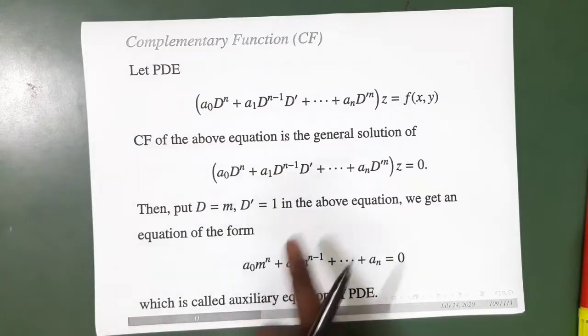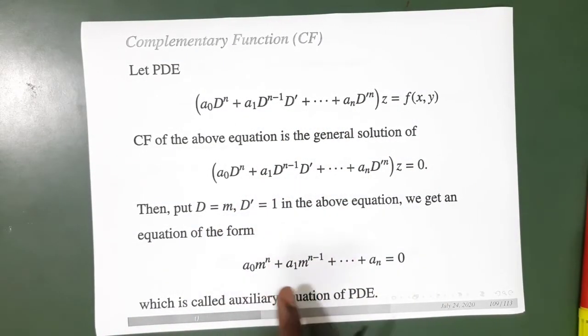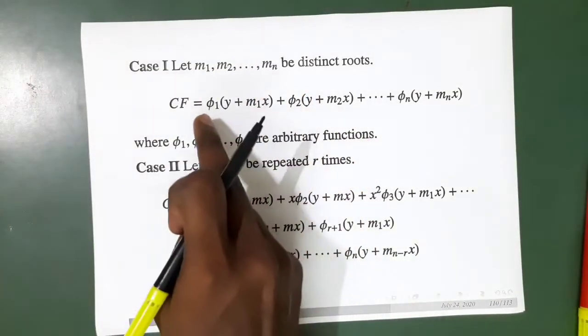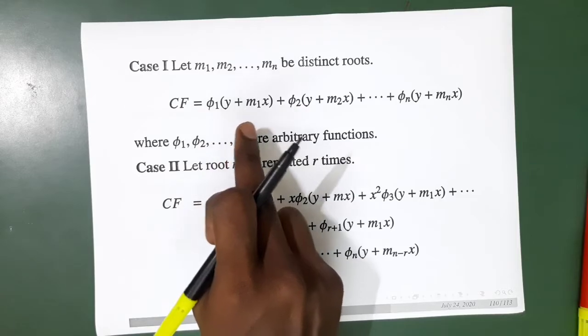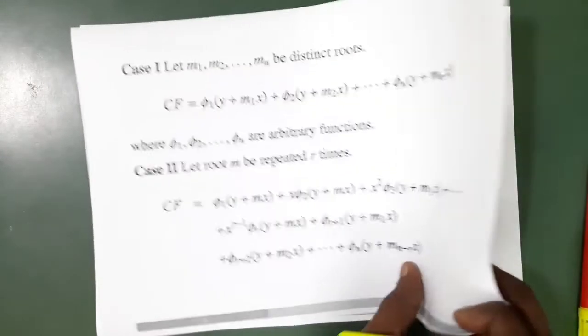Then how to determine the complementary function? Substituting D is equal to m, D dash equal to 1, then we can get the auxiliary equation, this auxiliary equation in m. Then finding the solution, if the roots are different, we have to write it as phi 1 of y plus m1 x. So these are all discussed in part 1 of partial differential equation.